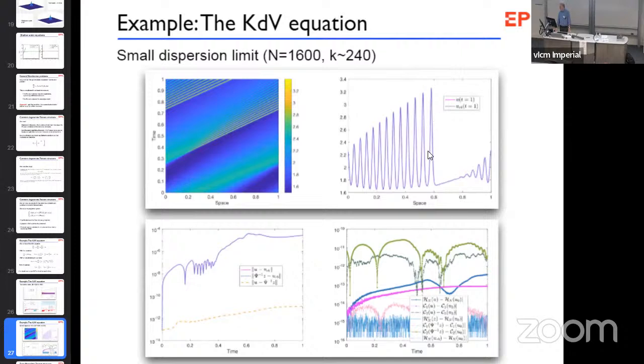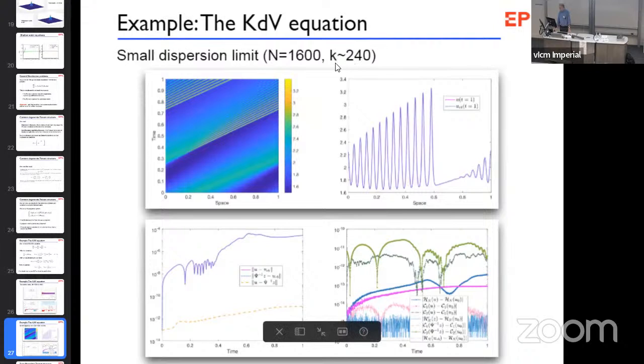And you can see the solution here on the right. In fact, there are two solutions. There's the full solution and the reduced order model solution, and you can see they completely overlap. The Hamiltonian, the error in this case is in here. So you can see that the error is not exploding, it's not unstable. The invariants are fully under control.